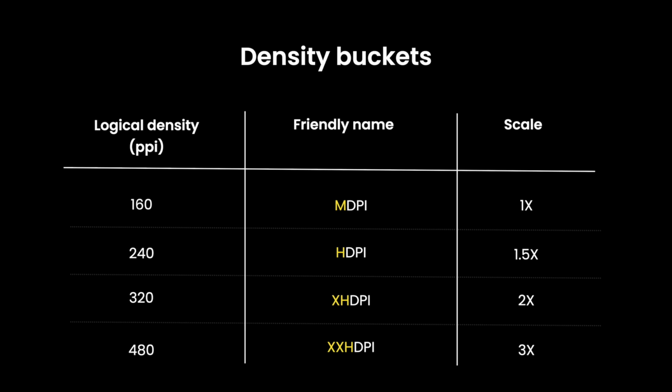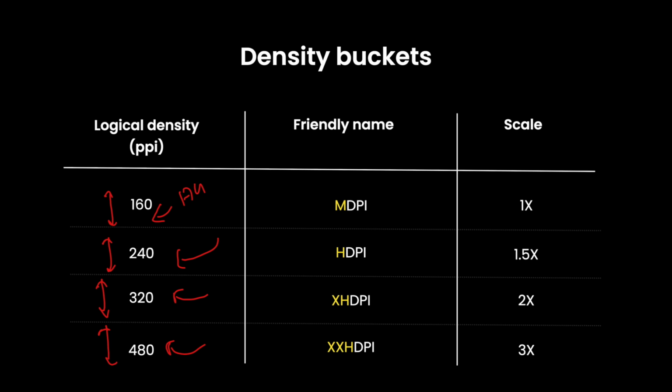With density buckets, let's say your phone's actual density is 174, then it will be mapped to this first bucket. 160 till 240 is one bucket, then 240 till 320 is another bucket, 320 to 480 another, and 480 onwards in another bucket. So if your density falls between different bands, it will be mapped to one of these PPIs, so that you can create that DP conversion easily.